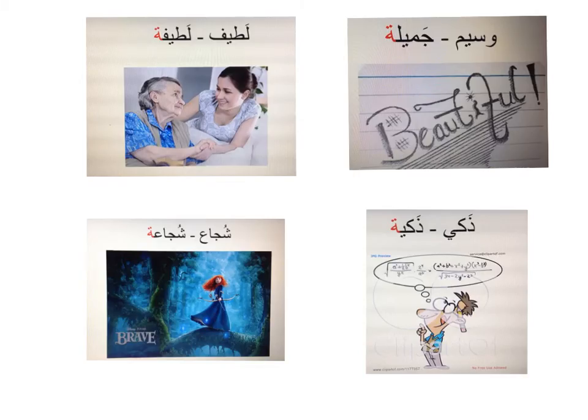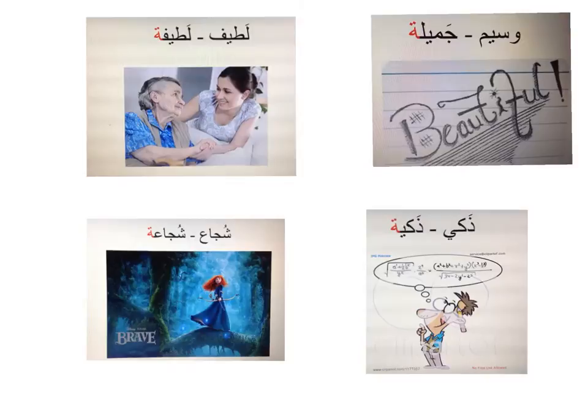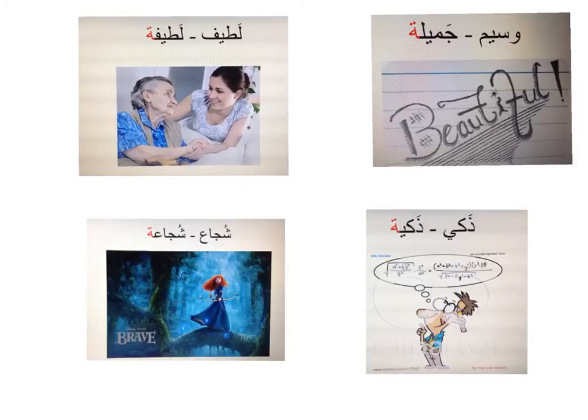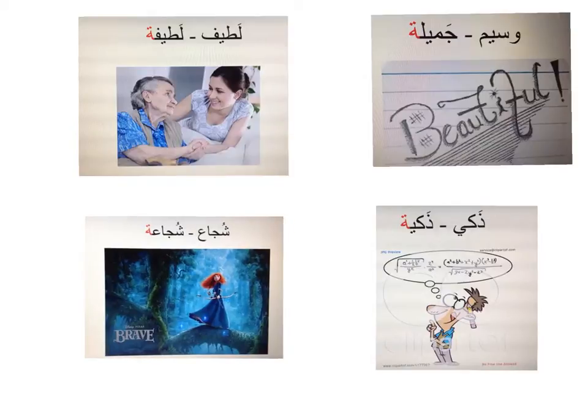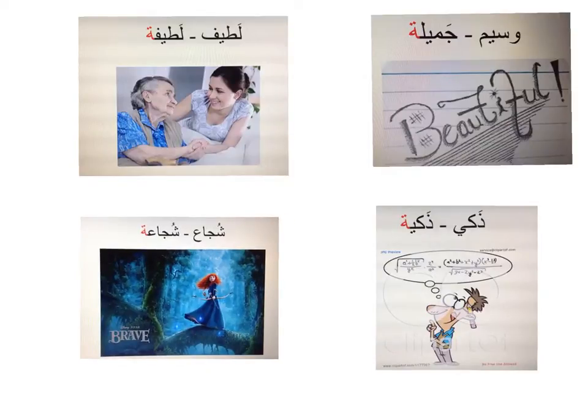The first 4 adjectives we are going to talk about today are beautiful, kind or nice, smart, and brave. Beautiful in Arabic, for a boy we say, of course we say handsome, so it's وسيم. If I'm describing a famous person which is a female, I say جميلة. وسيم. جميلة.